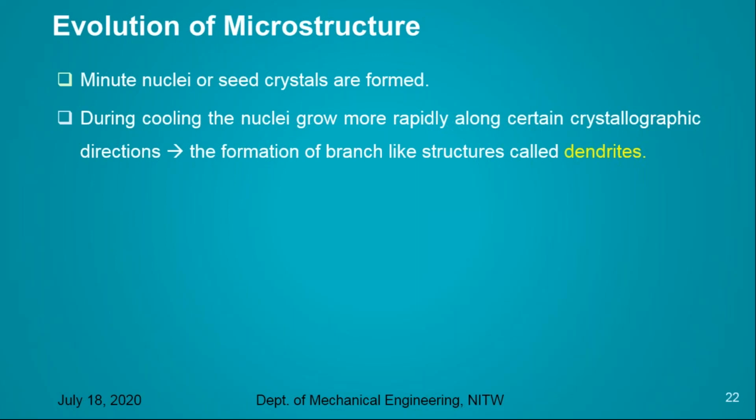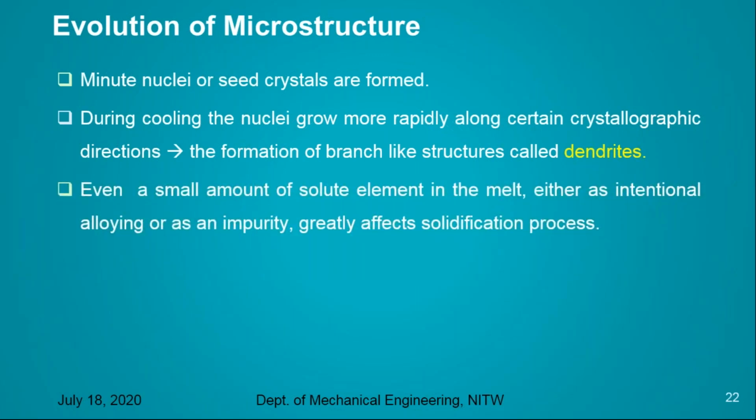And during the cooling, the nuclei grow more rapidly along certain crystallographic directions. Whatever cooling happens during the nuclear formation, the nuclei are going to grow rapidly along certain crystallographic directions, resulting in the formation of a branch-like structure. Whatever these branch-like structures are that form during the solidification and along the crystallographic growth directions, these are called dendrites, which form in the solidification process of this powder particle.